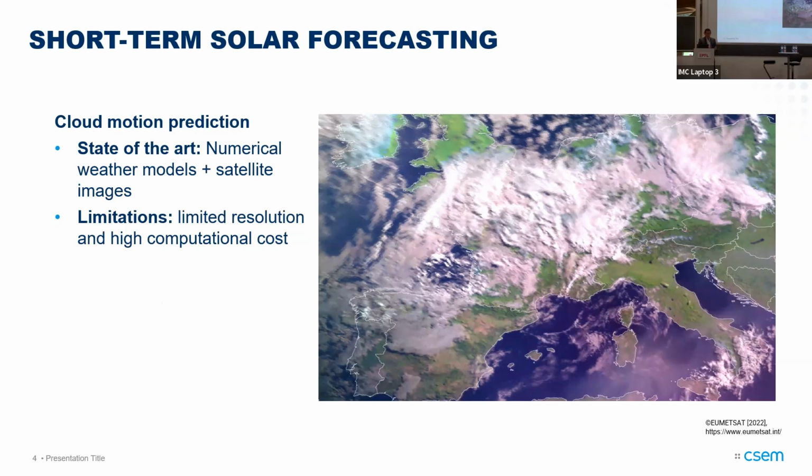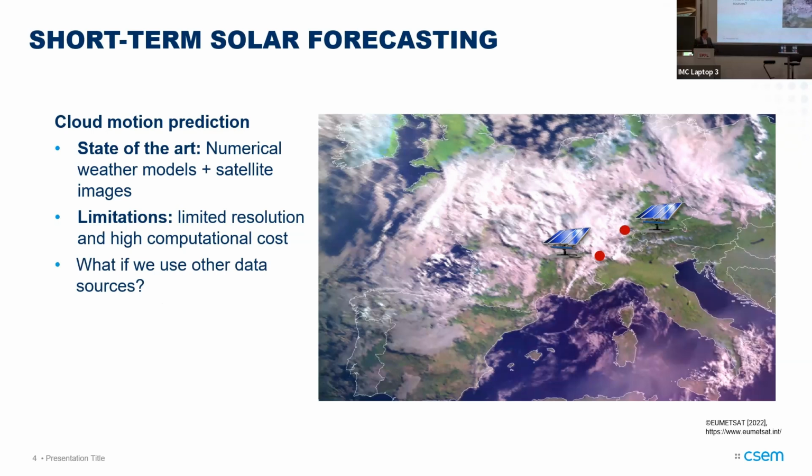So at CSEM, we said, okay, what if we use another approach? What if we use another type of data source? One of these data sources can be ground-based sensing. PV systems, the rooftop systems that you have at your homes, can be a very good sensor of irradiance. And the idea is to use these sensors to track clouds.